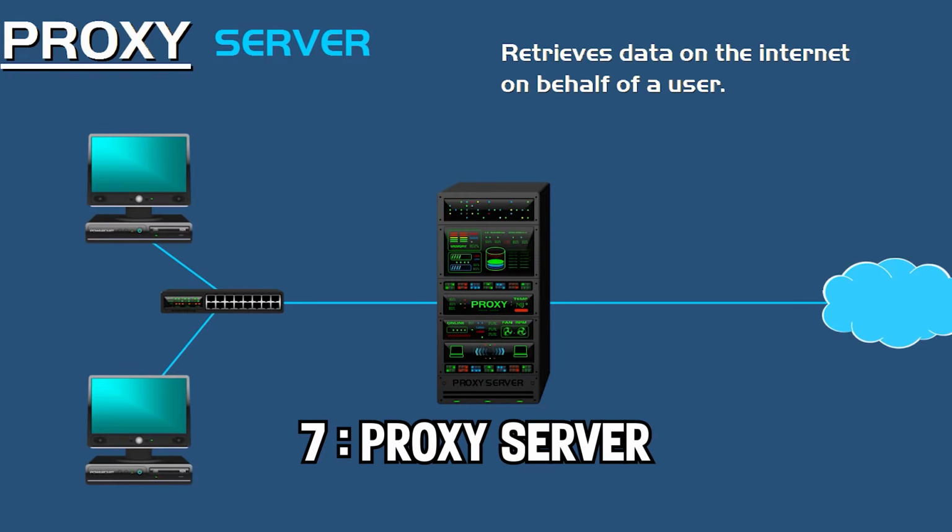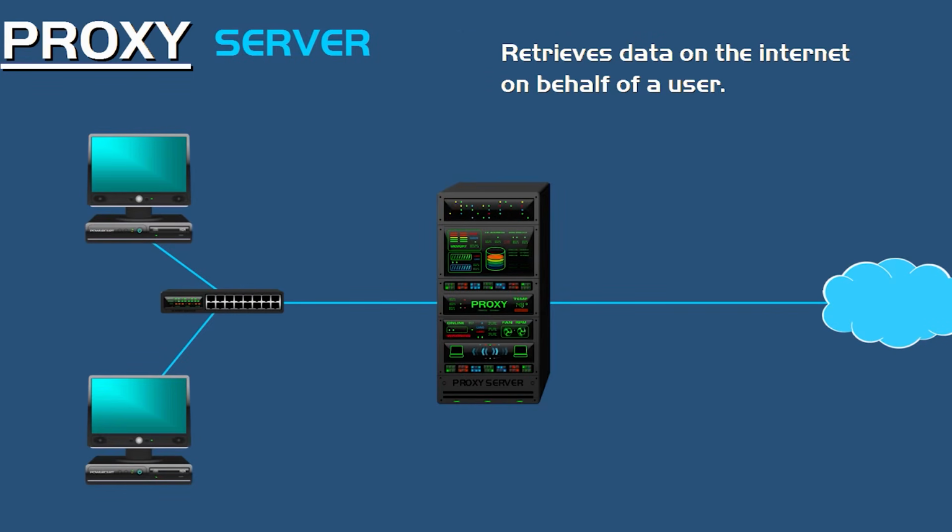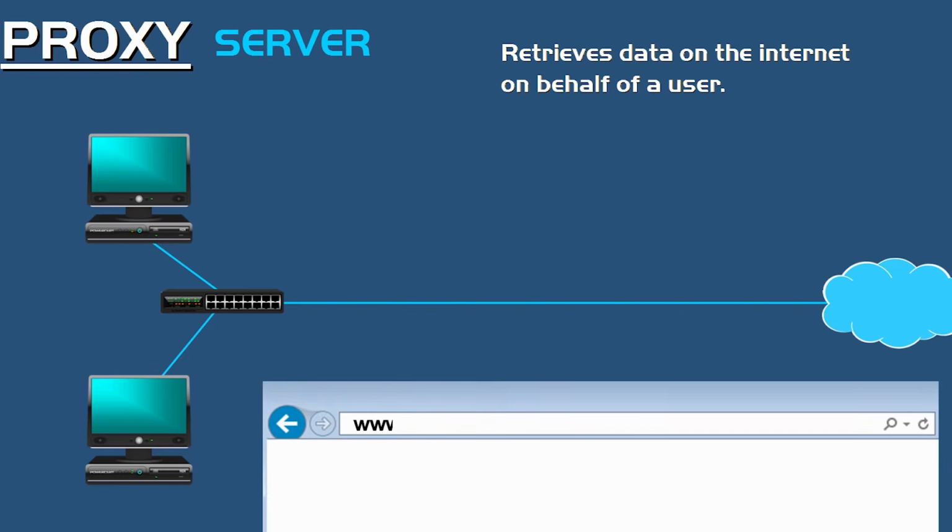7. Proxy Server. A proxy server acts like a middleman between your device and the internet. When you connect through a proxy, your requests go through this server first, and then out to the internet.